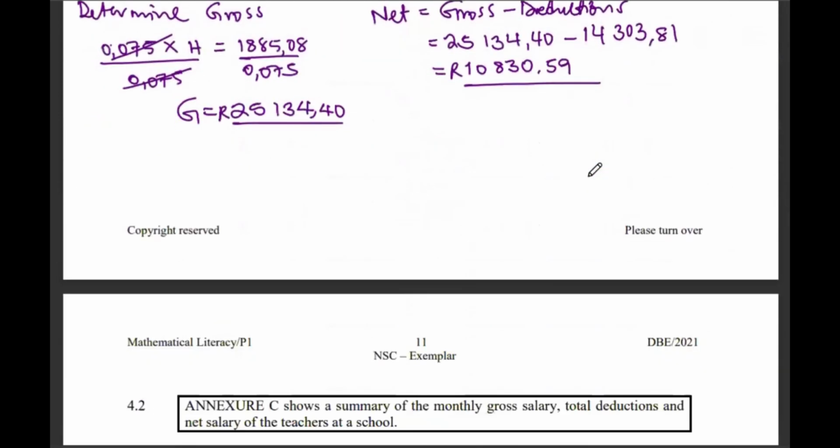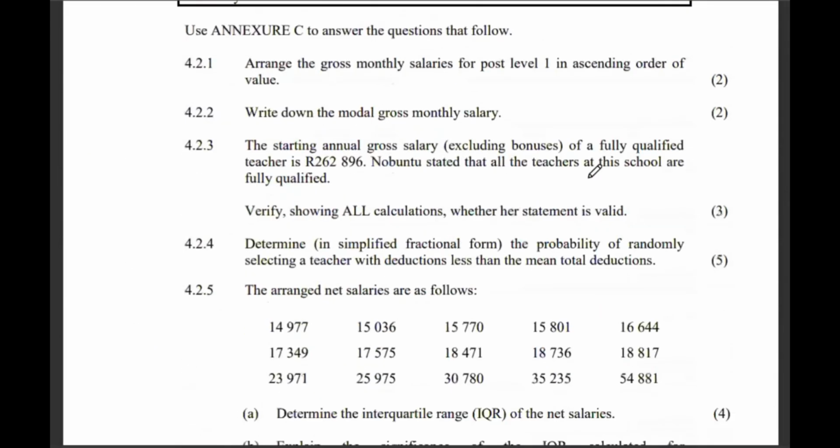Question 1, they are mixed. Question 4, they are mixed. Okay, we write it and we say, arrange the gross monthly salaries for post level 1 in ascending order, which means from small to big.